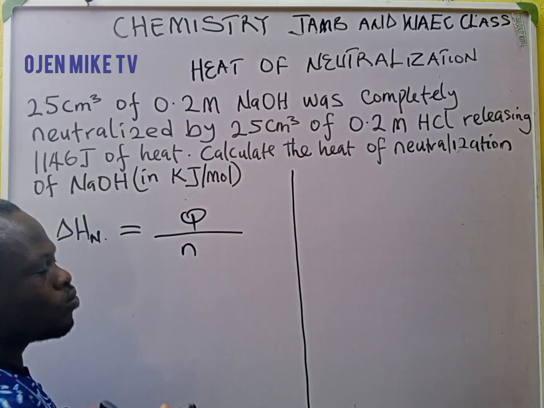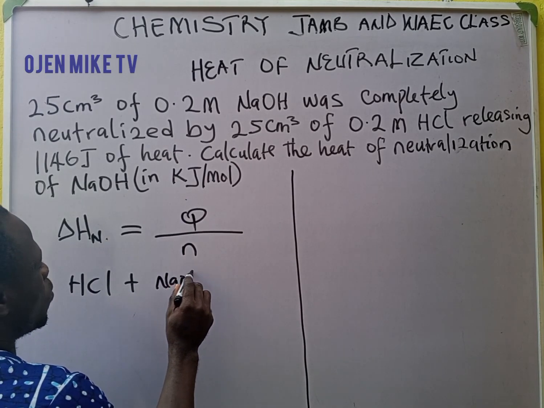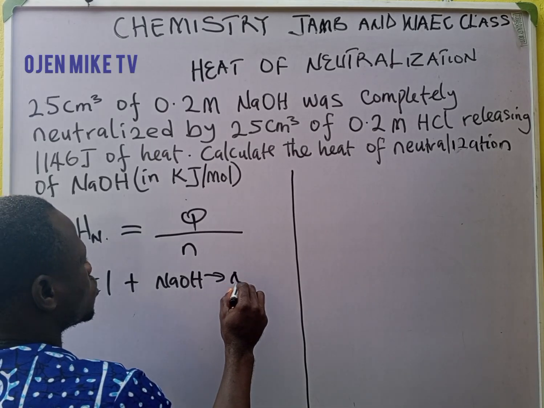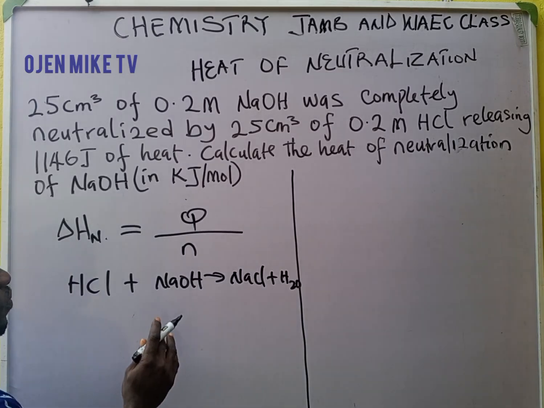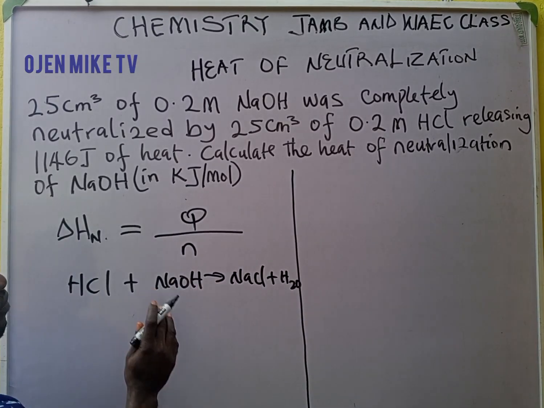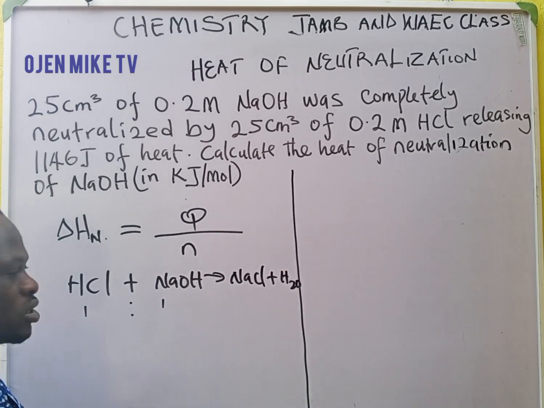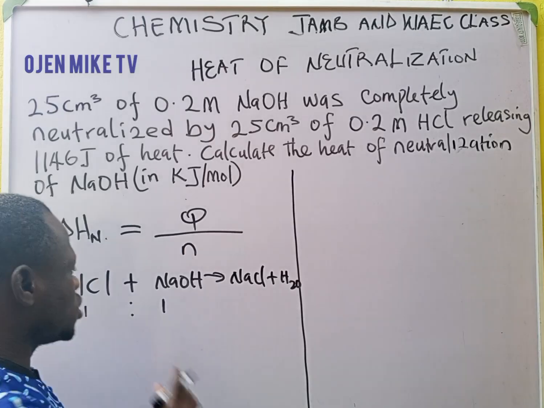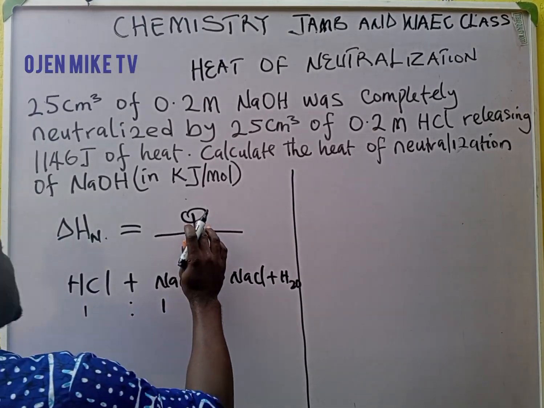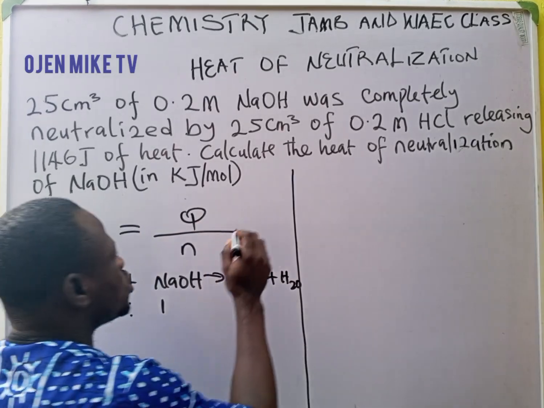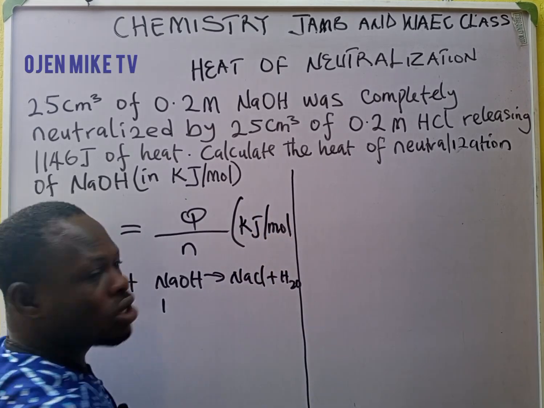Now, if you look at your equation, HCl reacts with NaOH to give salt plus water. If you look here, the ratio is 1 is to 1. If it is 1 is to 2 or 2 is to 1, we are going to solve a question concerning that. Heat of neutralization is given in kJ per mole. Do you get that?